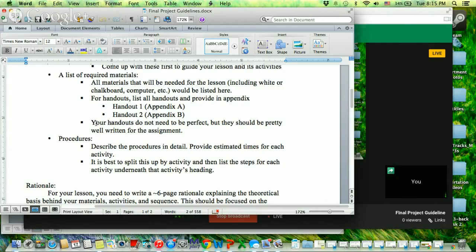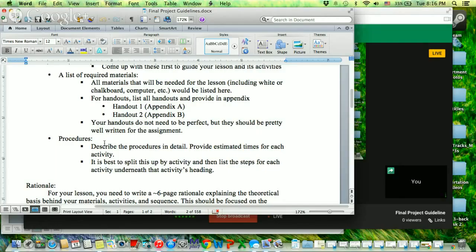Something to note too: your handouts don't need to be perfect, but they should be pretty well written for the assignment. If there are some errors in there, or if they're not spectacular, I wouldn't worry about it, because I know that it takes a long time to develop these, and I know you're busy with other classes. But I do want you to put in a strong effort in developing them. The more effort you put in now, there's a strong likelihood that you'll be able to use them later on. So I really suggest that you do as much as possible with them.